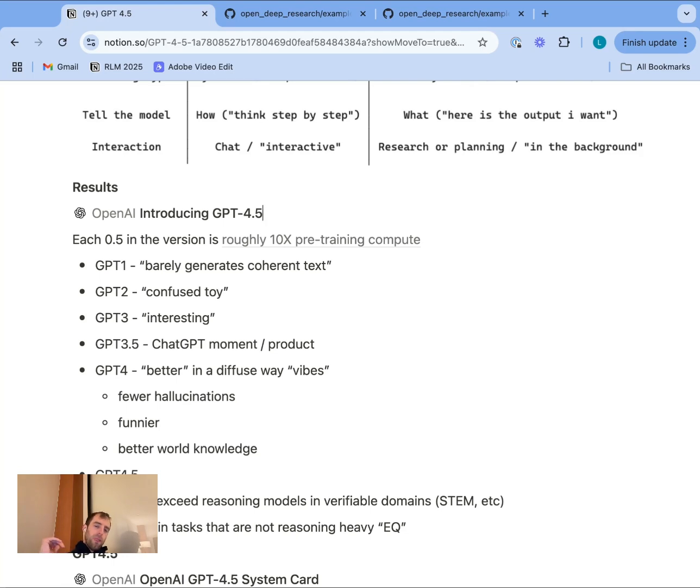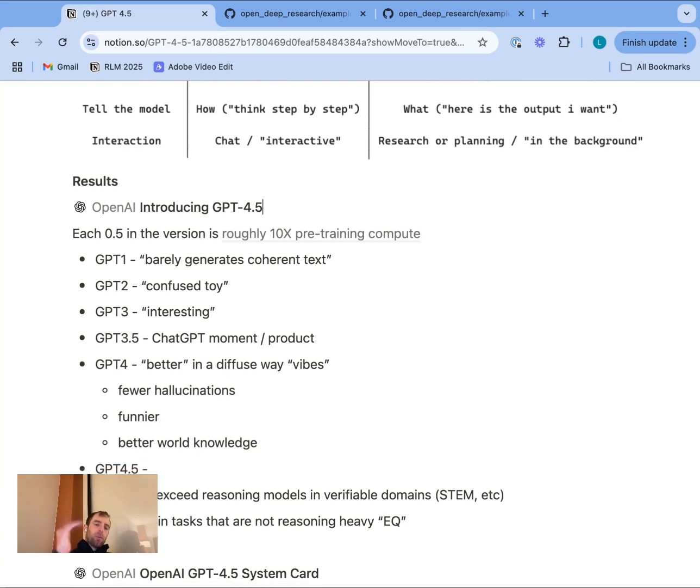3.5 to 4, it was hard to find slam dunk obvious cases where 4 was better. It seemed better in kind of a diffuse way. Vibes were better, fewer hallucinations, better at tool calling, better at structured output, potentially funnier, better world knowledge. And it's likely that 4 to 4.5 will be a similar transition where it's hard to pinpoint very specific things it does better. But even in OpenAI's evaluations, they kind of talk about vibes. It's better at EQ. It's a better writer.